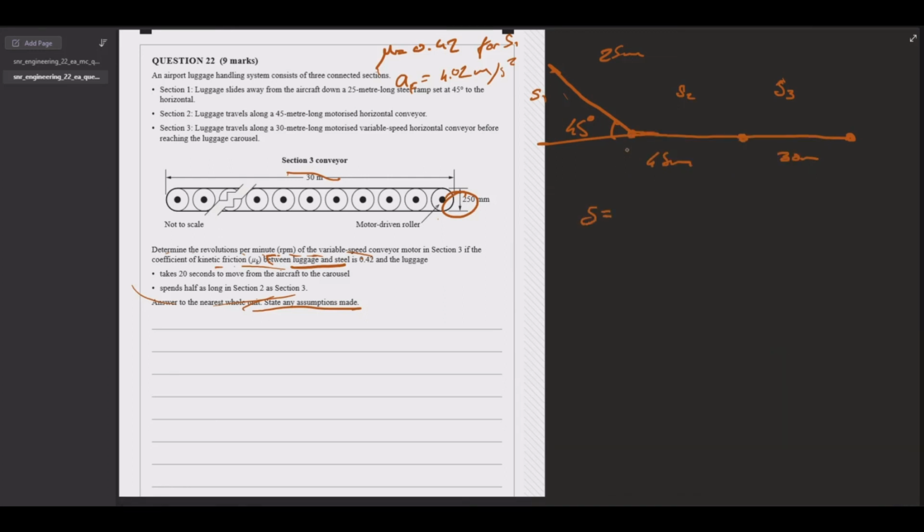So the formula we're actually going to use is half at squared, and then we're going to rearrange for t, which is 2s on a square root, which is 2 times 25 over acceleration 4.02, 3.53 seconds. That's for section 1.